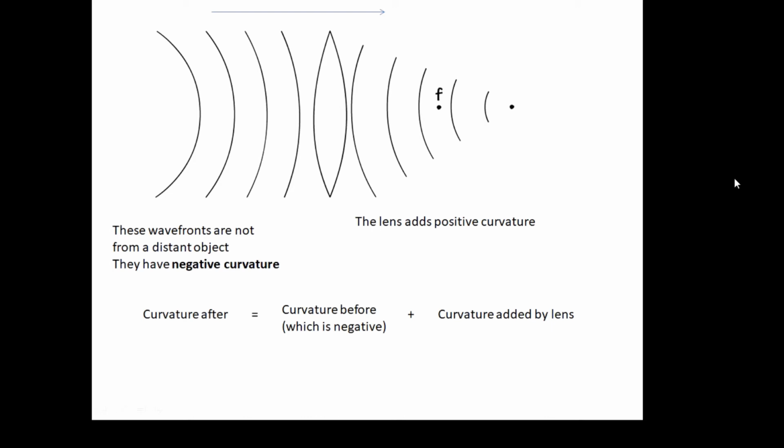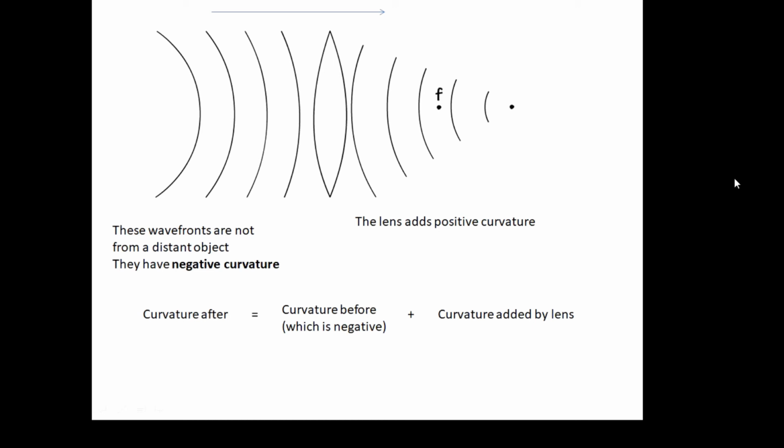Now, these wavefronts on the left are not from a distant object. I know because they have negative curvature. Yeah, they're still a bit curvy. They have negative curvature. The lens adds positive curvature. It adds the same amount as before, but because the wavefronts have negative to start with, they don't have as much positive this time, and so they will arrive at a point beyond the focal point.